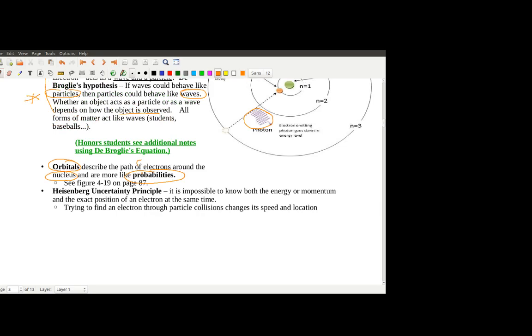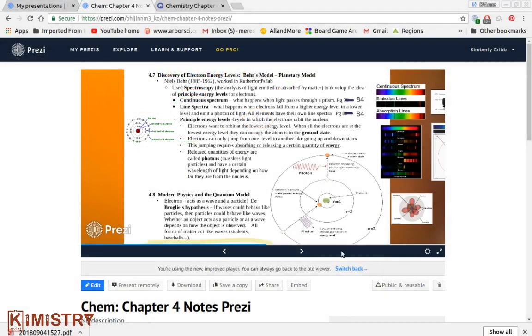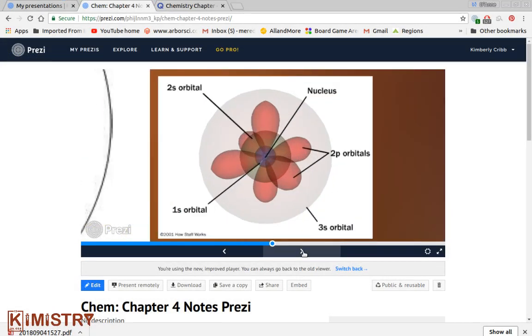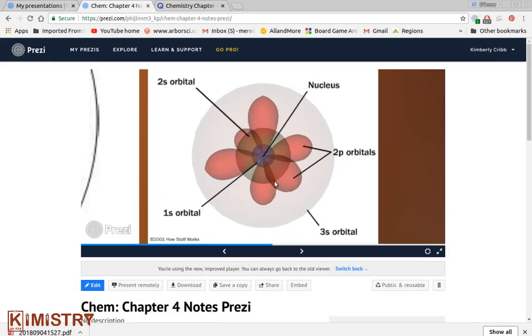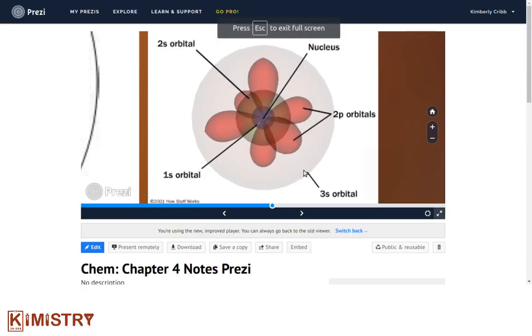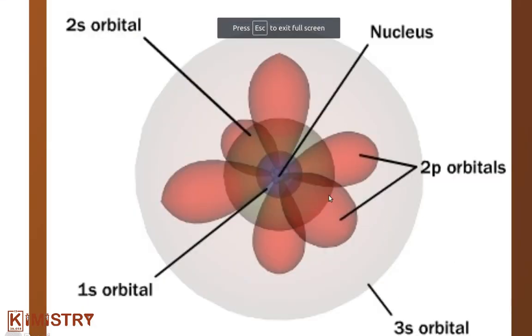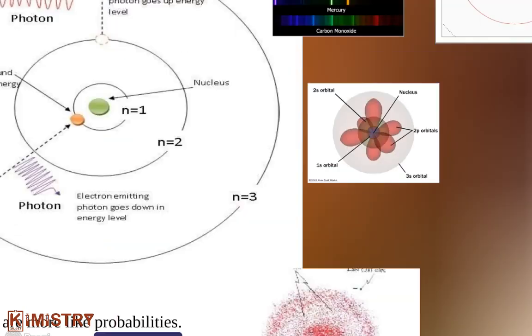I'm going to go back to my Prezi for a moment so we can pull this up and look. So this is a quantum model. You can see the energy levels. That's energy level 1 right there, and that's energy level 2. And then these are orbitals, p orbitals and s orbitals, the spheres for s, and p. We're going to go through these shapes and talk about them in detail a little bit later.